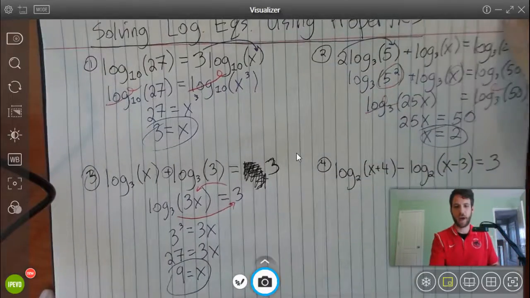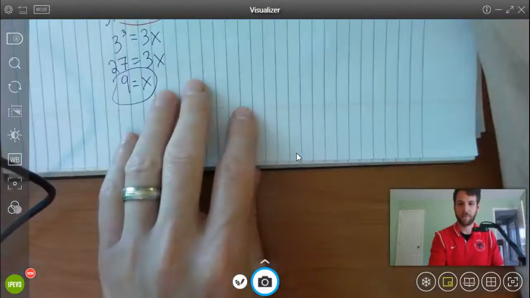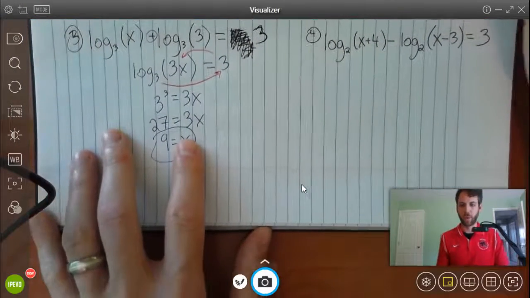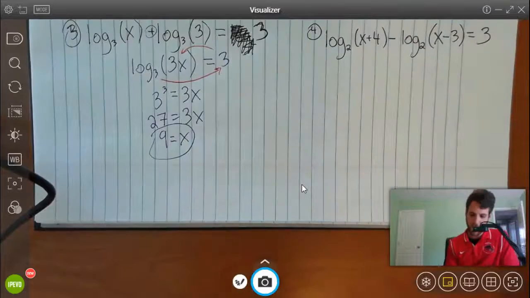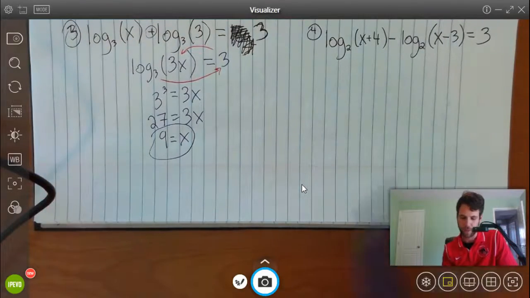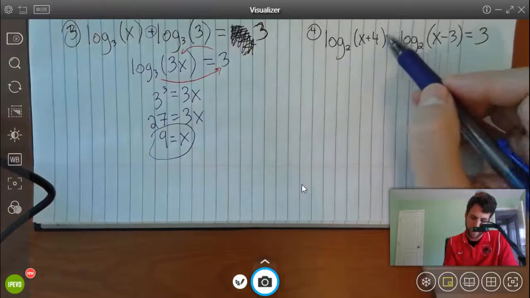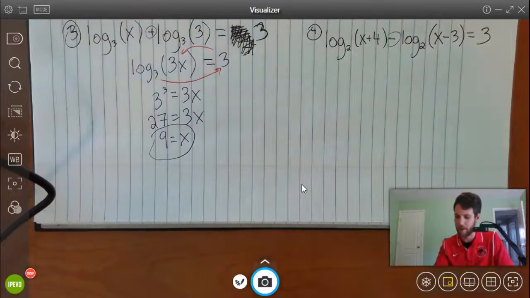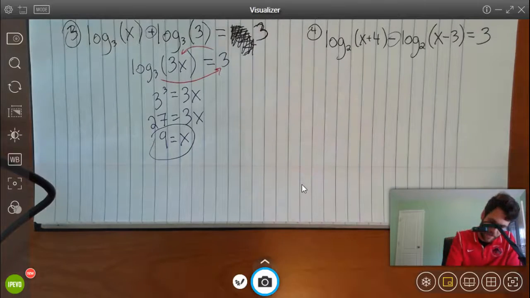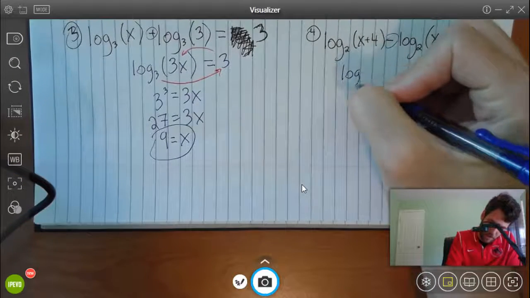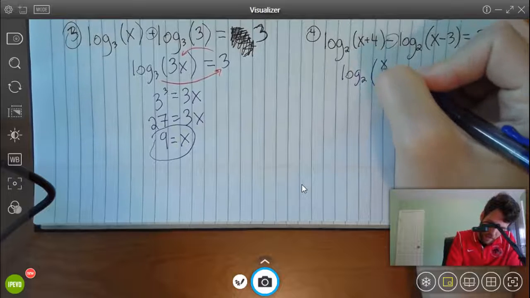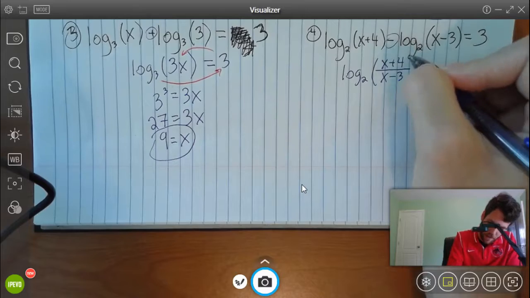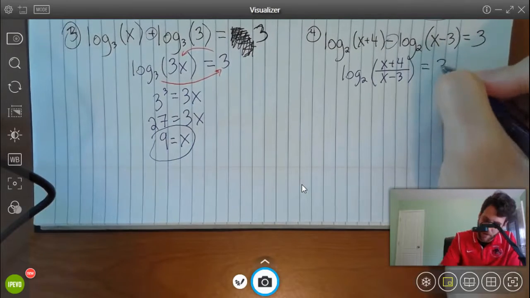That leaves our final problem here at the top of number 4 right there. So now we have 2 base 2 logarithms that we're subtracting now. That's the difference. When you subtract, that means you have to put them into one logarithm and divide. So let's do that with log base 2. We have x plus 4 being divided by x minus 3, all equal to 3.